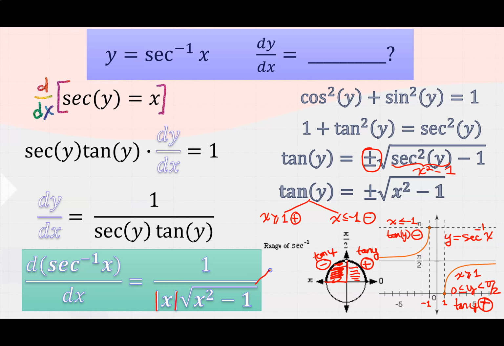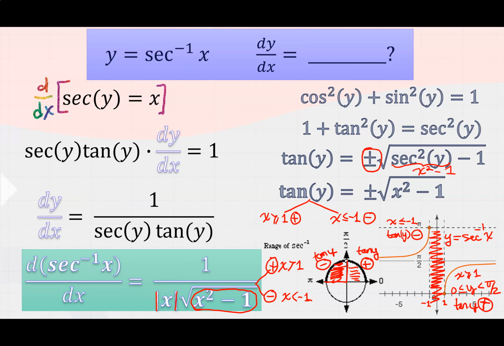And when is it plus? It is plus when x is greater than 1. We are not going to include 1 because that's going to make the denominator 0. And then it is negative if x is less than negative 1. And there is nothing in between because secant of x is not defined for any value in between negative 1 and 1.